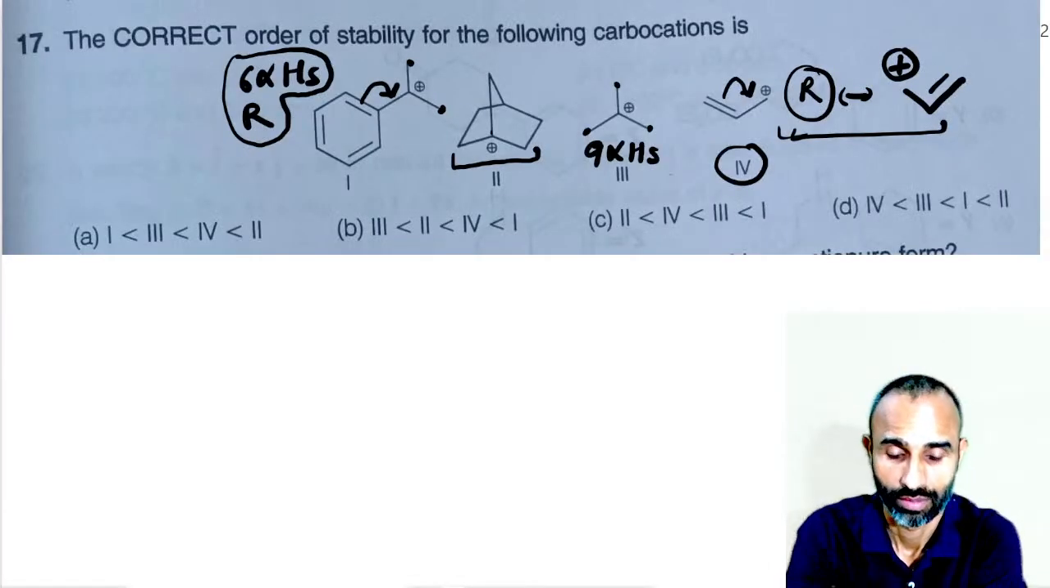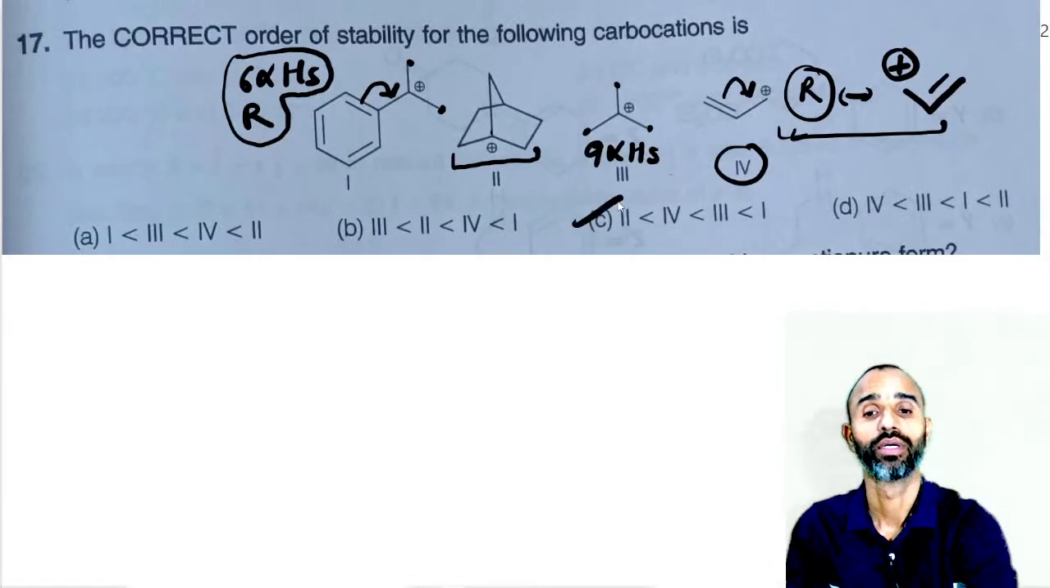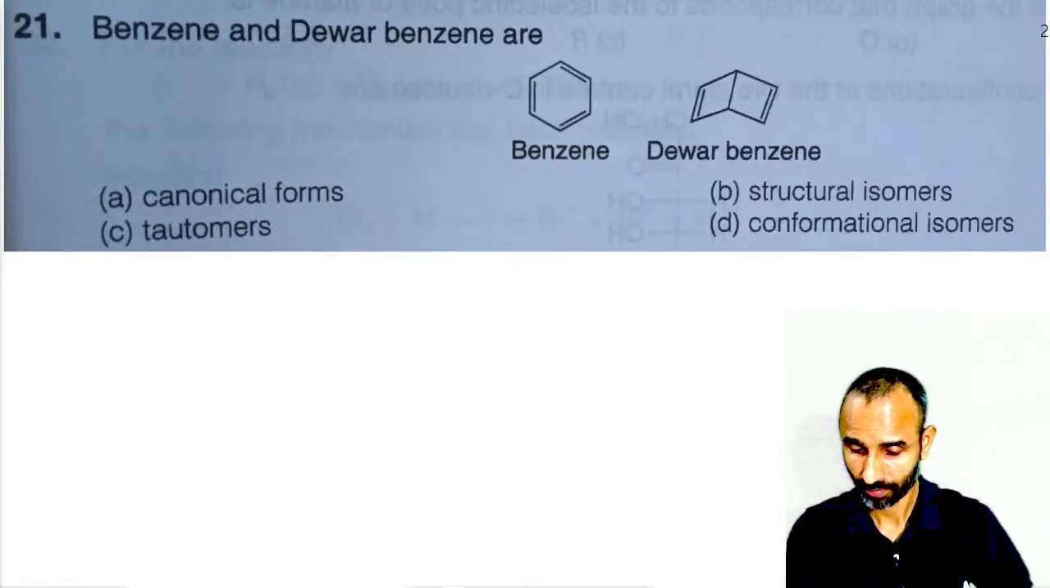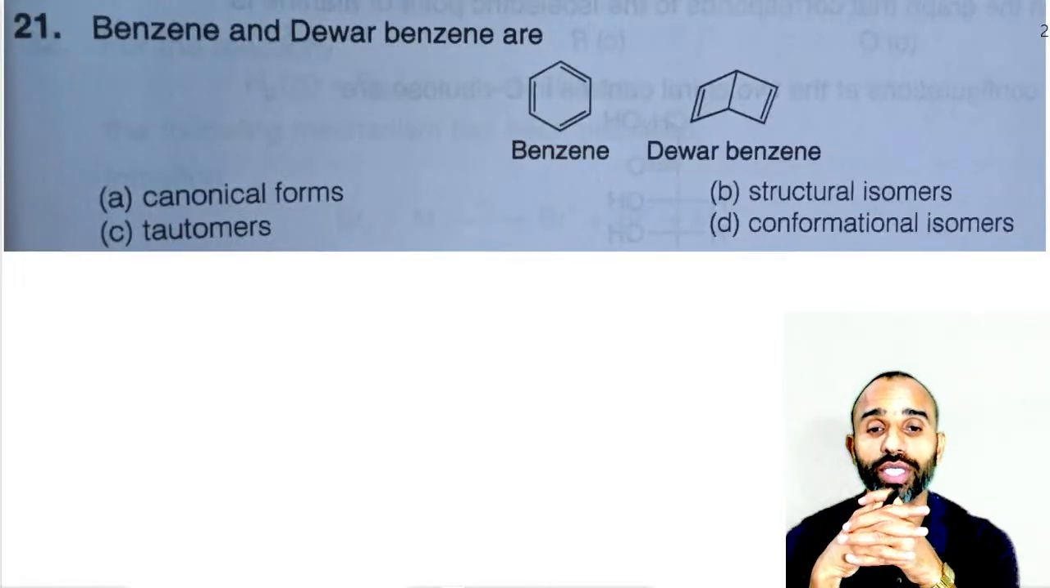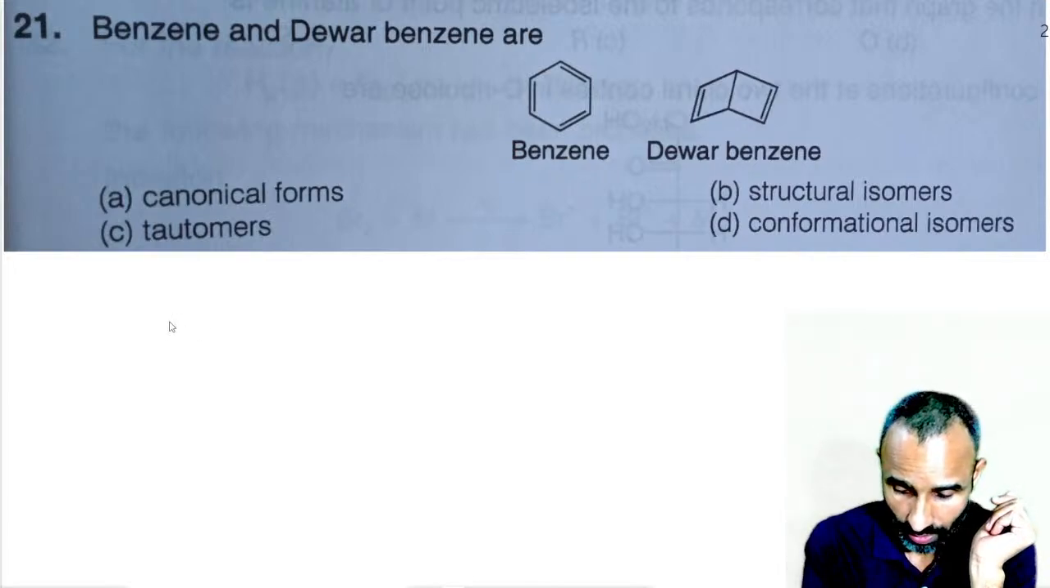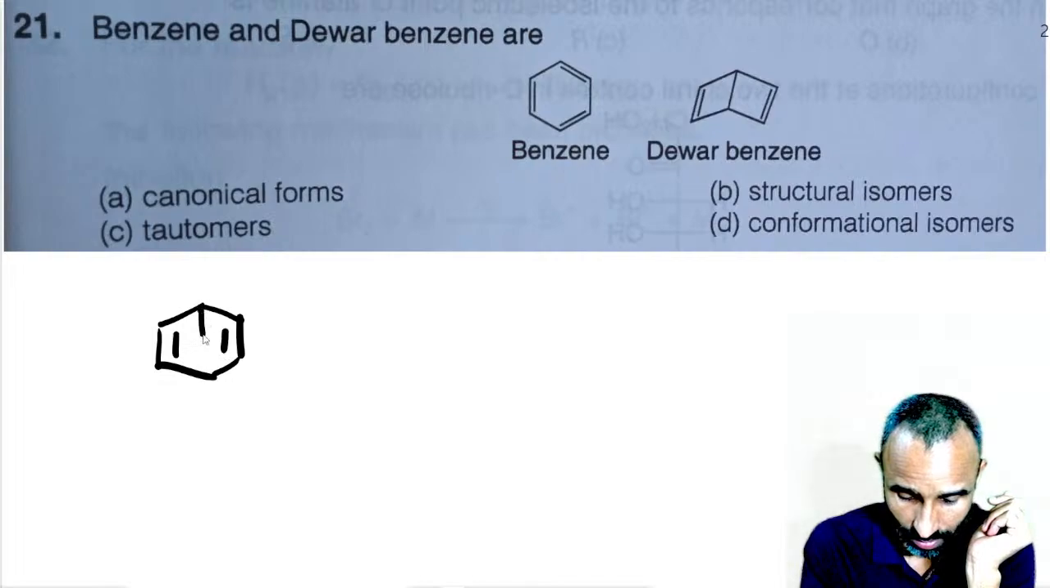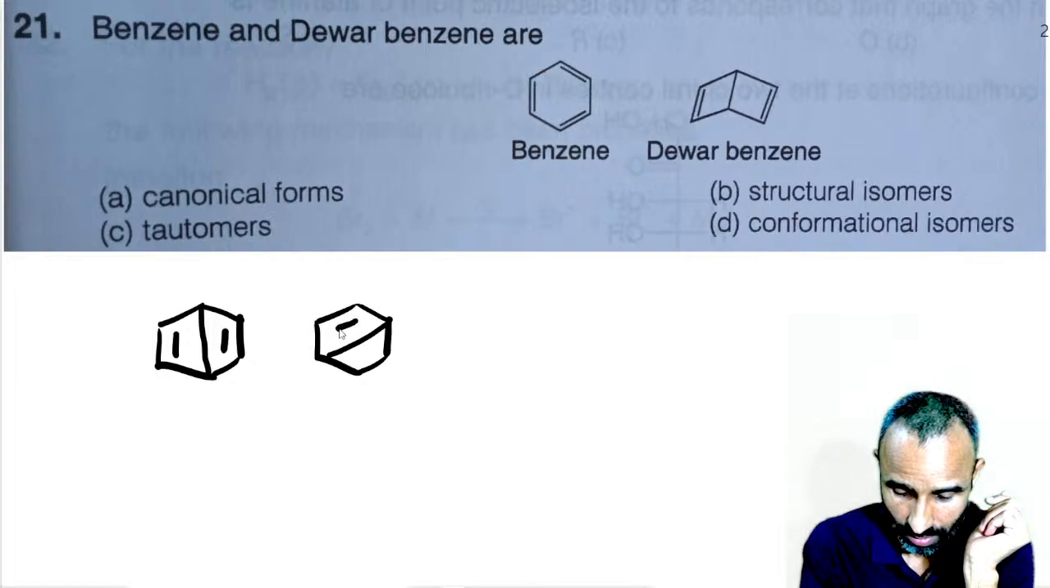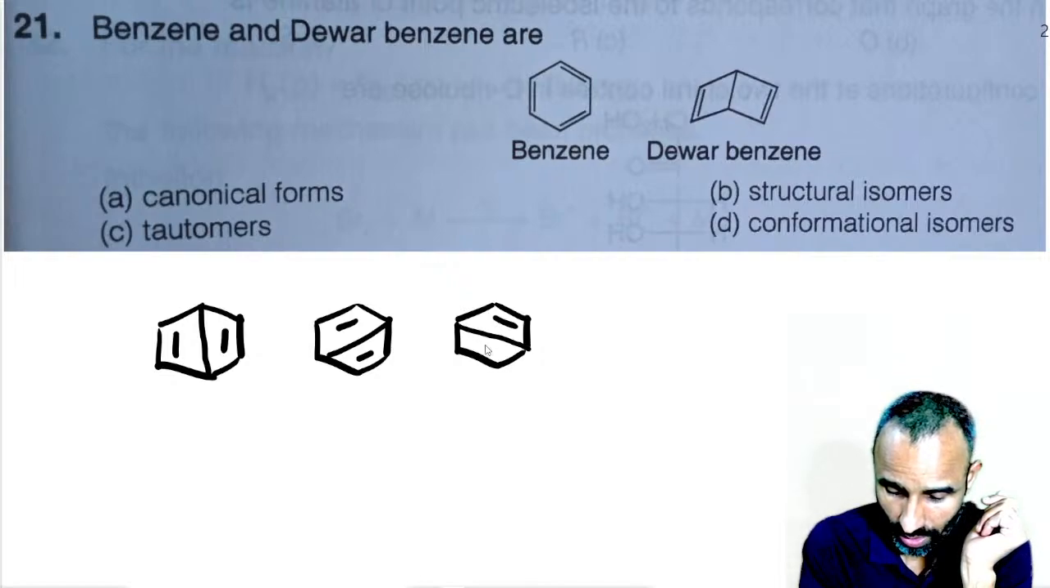So C is the right option. Benzene and benzene, these are like this, because earlier it was thought that the structures are like this.